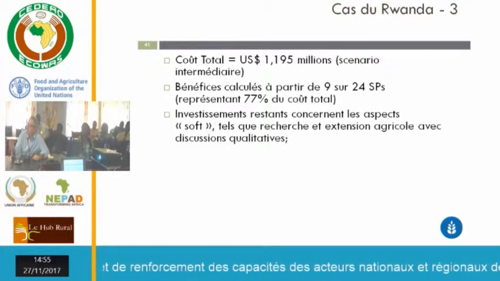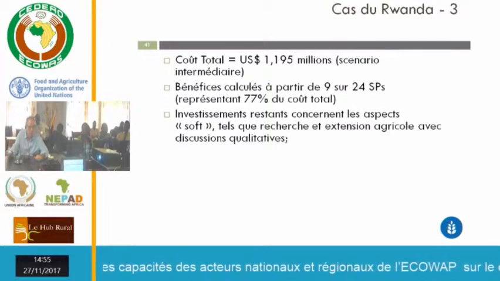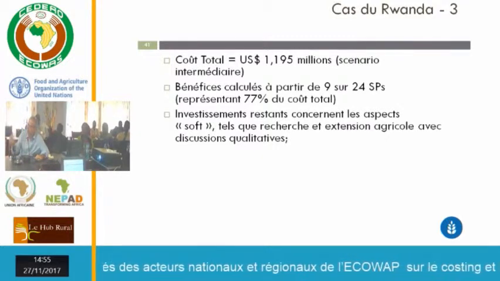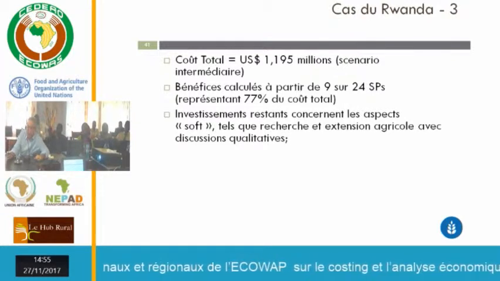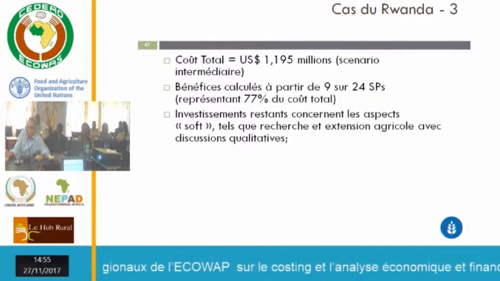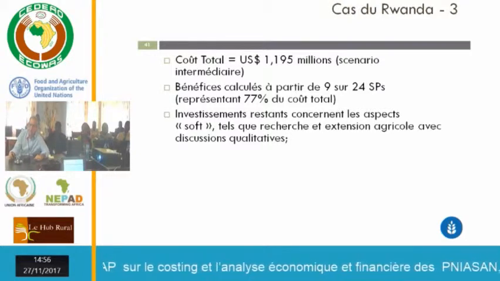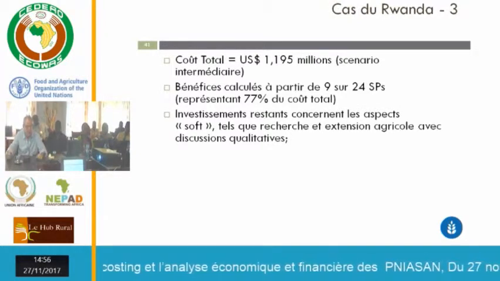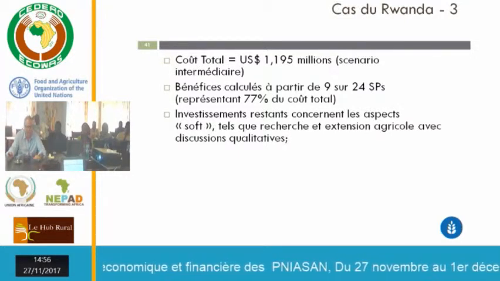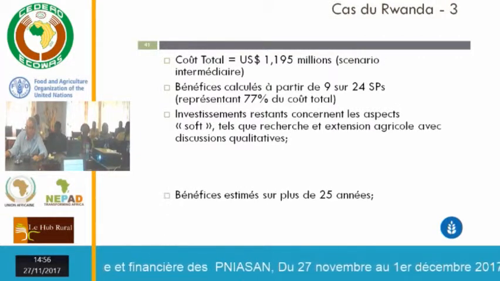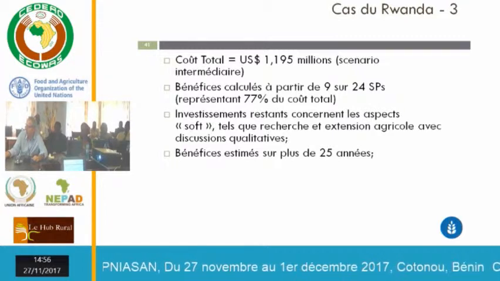This is the 23% that I alluded to, which are soft investments. They are not in terms of infrastructure or to directly develop the production, but they were taken into account in the cost of NIPE, in the economic and financial analysis. For example, we have research, agri-exploitation, agri-farms. So it was necessary for them to materialize the benefits on the irrigation networks, but we cannot assign the benefit directly to them alone. So the benefits are estimated over 25 years.